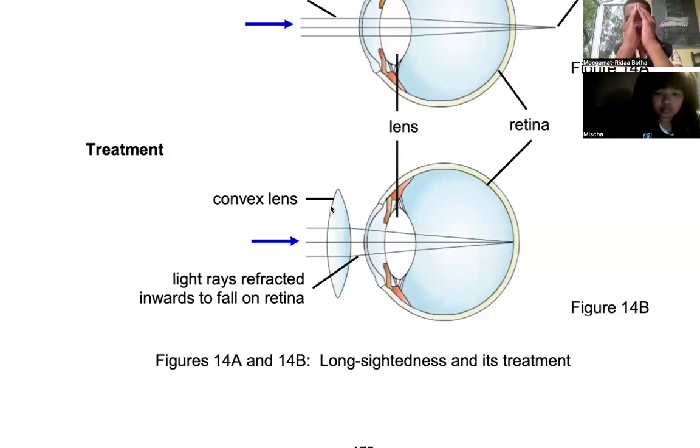So remember, this is concave. Sorry, I mean convex. Convex kind of comes like that. As you can see, light rays are refracted inwards and fall on the retina. So when you wear the convex lenses for a patient with long-sightedness, the light rays are refracted inwards and form nicely onto the retina.